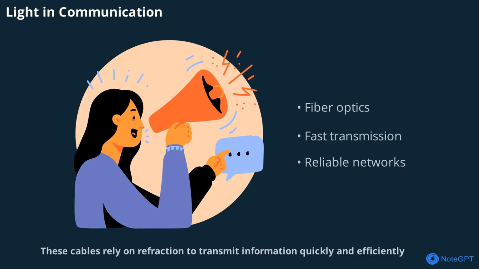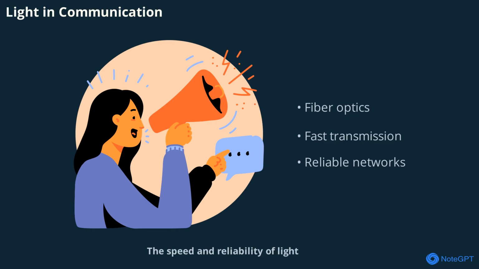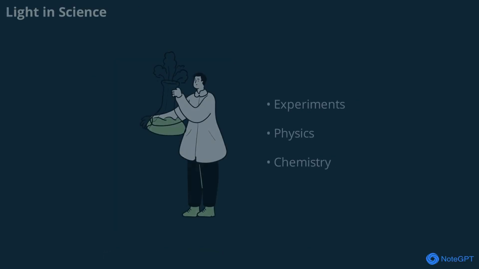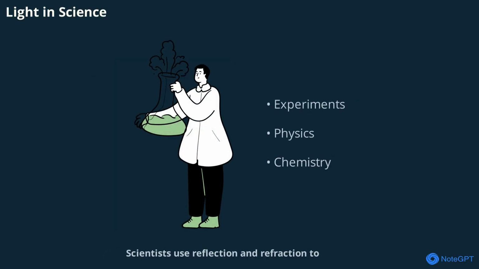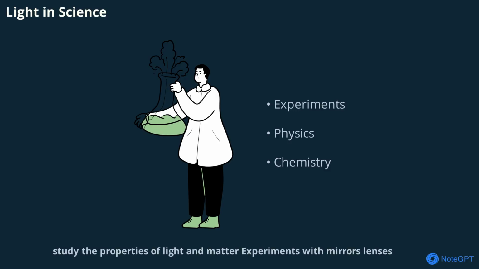These cables rely on refraction to transmit information quickly and efficiently. The speed and reliability of light make it ideal for modern communication networks. Scientists use reflection and refraction to study the properties of light and matter. Experiments with mirrors, lenses, and prisms reveal how light behaves and help us understand the universe. These principles are fundamental to physics and chemistry.